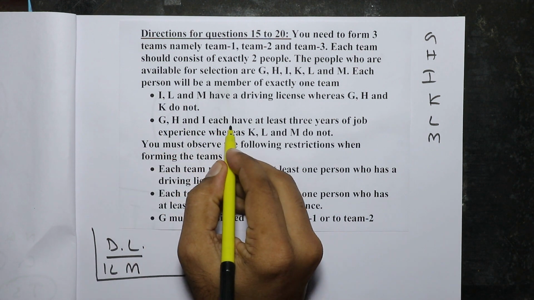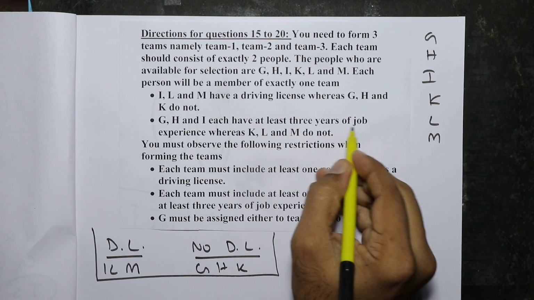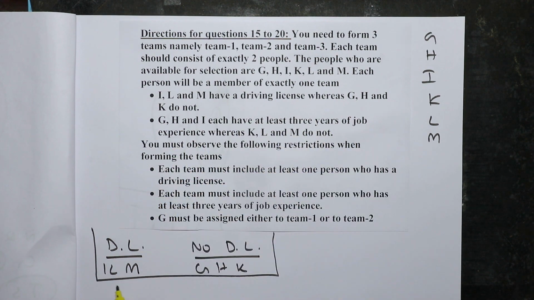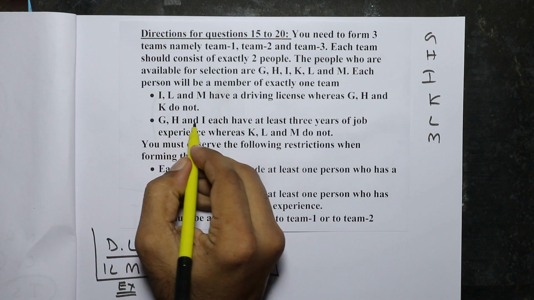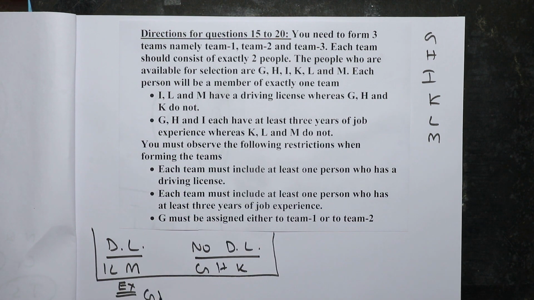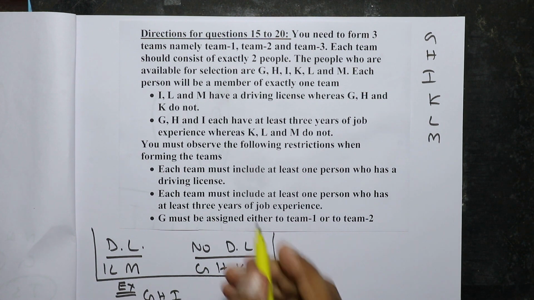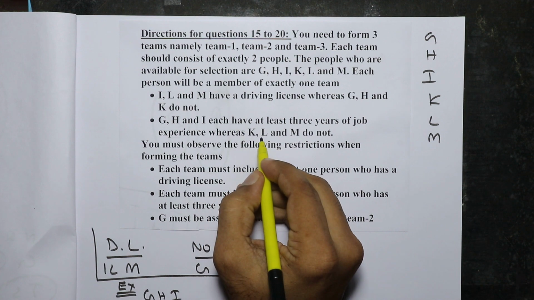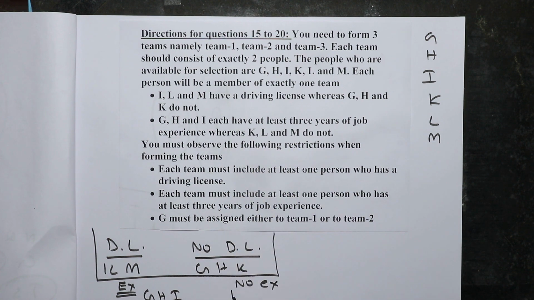G, H, and I each have at least 3 years of job experience. So these are the people who have experience. They are G, H, and I. And no experience, the people are K, L, and M. So these 3 people, they do not have job experience.